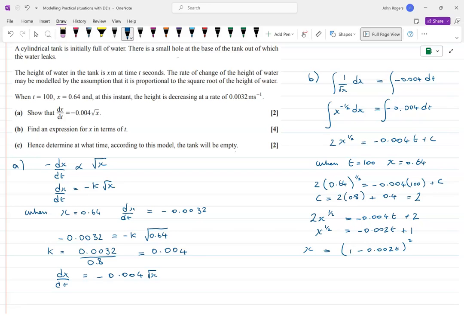Anyway, so part C, well, I think this isn't the hardest interpretation question you'll see. It says, hence determine the time, according to the model, when the tank is empty. So it's empty when x equals 0, which gives us 1 minus 0.002 t equals 0, which gives us t is equal to 1 over 0.002, which gives us t is equal to 500 seconds. It will be empty in 500 seconds.